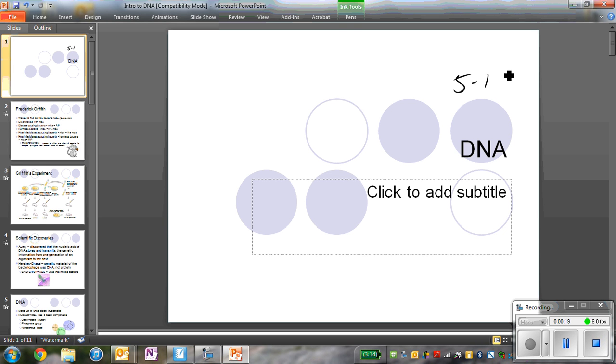What we're going to do in this lecture is go over the history of DNA and then basically what it looks like. And then next lecture we'll talk about replication and how DNA is copied, which we did review in mitosis, but we'll review in more detail now. So let's get into the history.